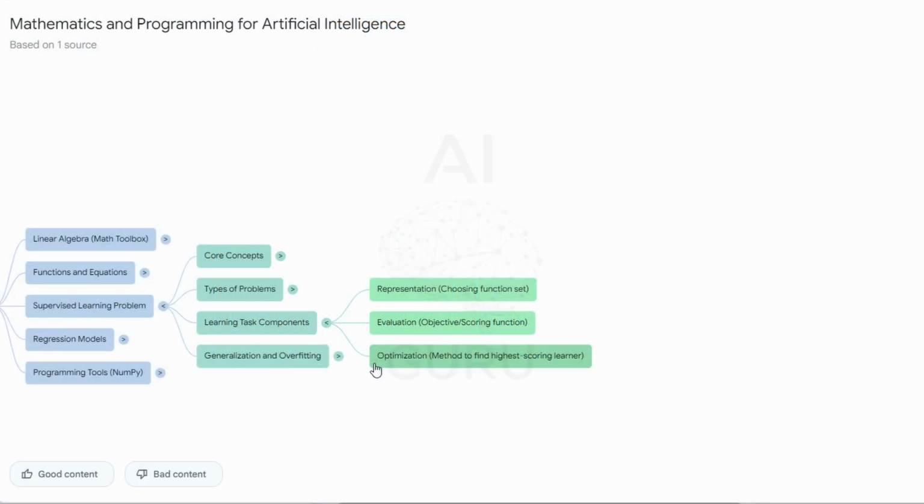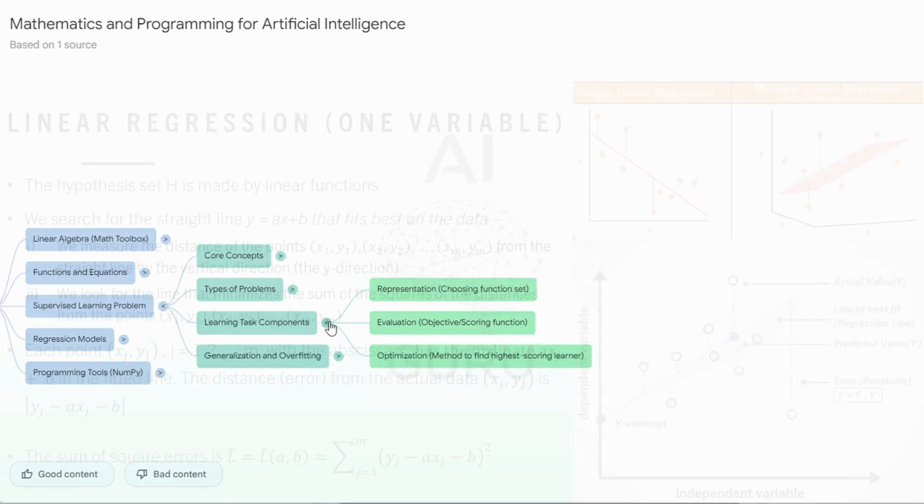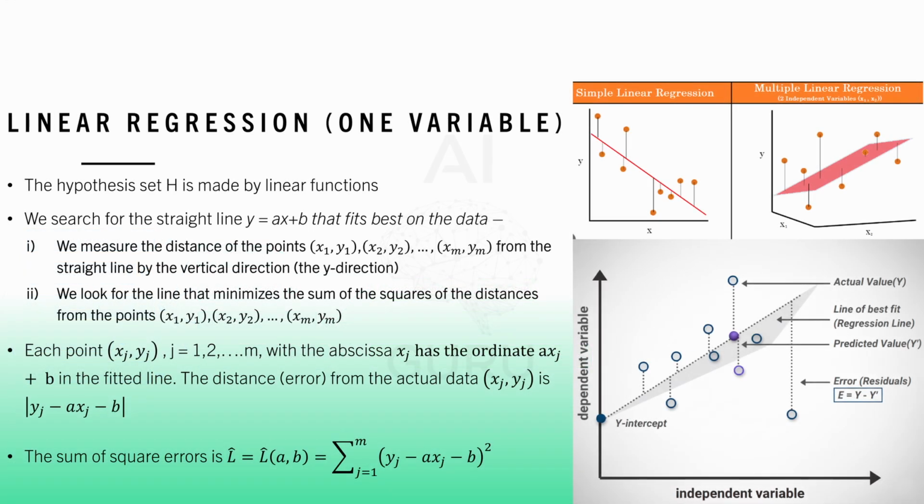Let's make this concrete. Focus on the simplest case, linear regression. Our representation is super simple. Just a straight line, y = ax + b. Right. We have a cloud of data points, (x_j, y_j). Our job is to find the specific slope, a, and the specific intercept, b, that make that line fit the cloud of points as well as possible.